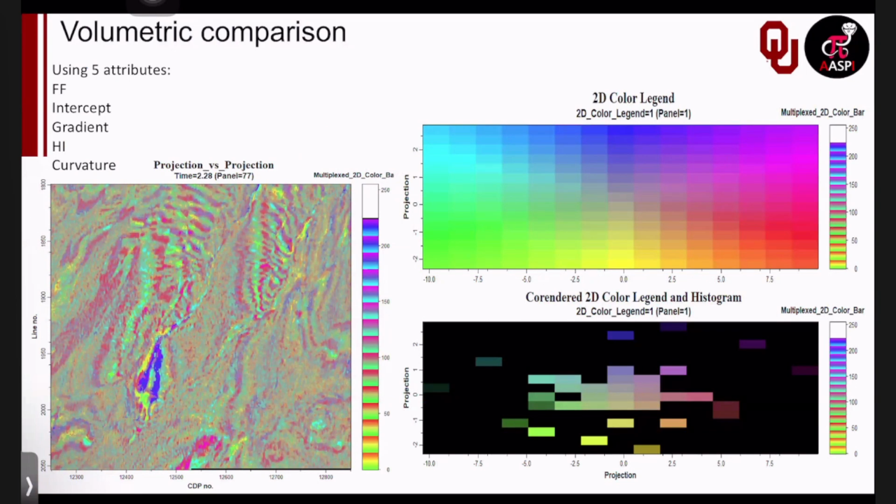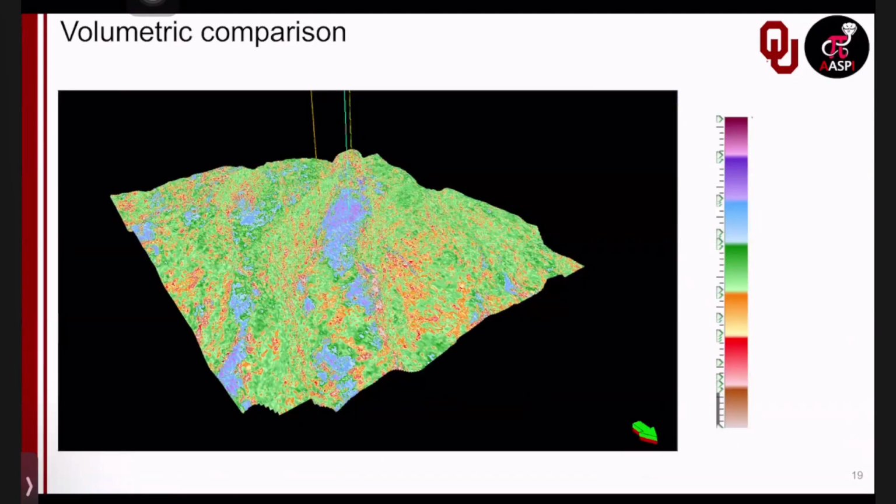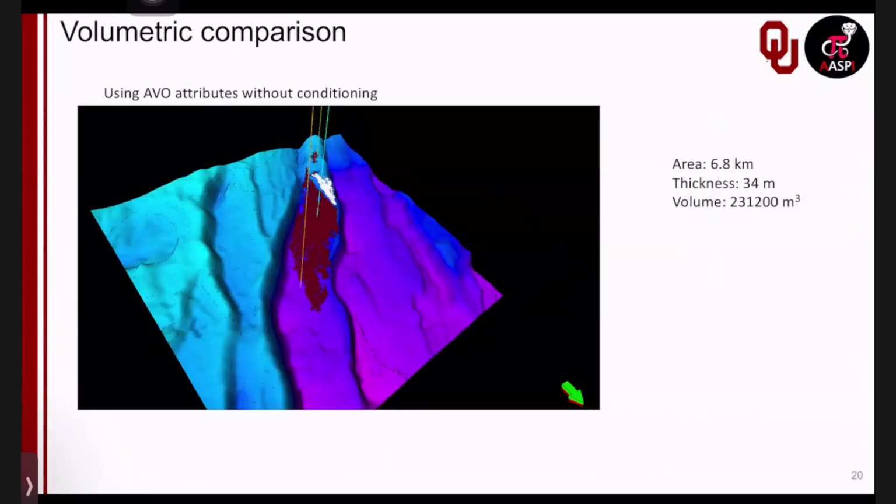So running the SOM, and this is just a partial time slice using 5 attributes, which are curvature, gradient, intercept, fluid factor, and hydrocarbon index. We can quickly define different reservoirs, different distributions of the reservoir, right? Which eventually is going to lead to an accurate estimation of the volume. So having a 3D visualization over the horizon of interest, we cluster the SOM anomalies, and then we extract just the selected anomalies.